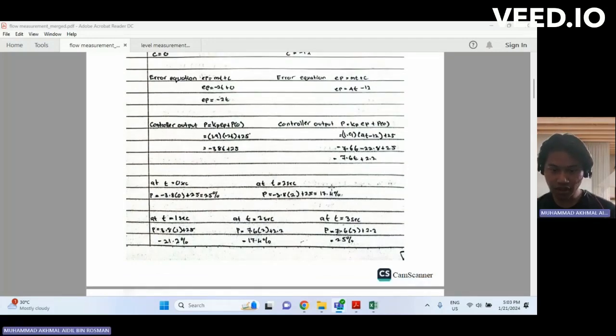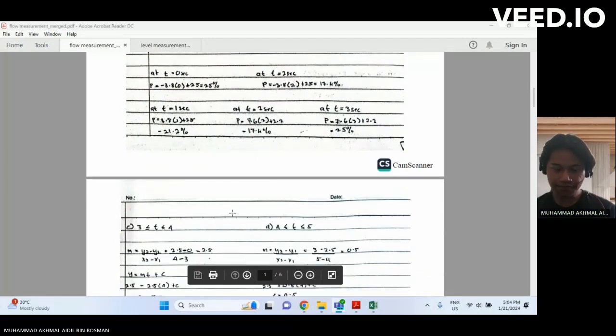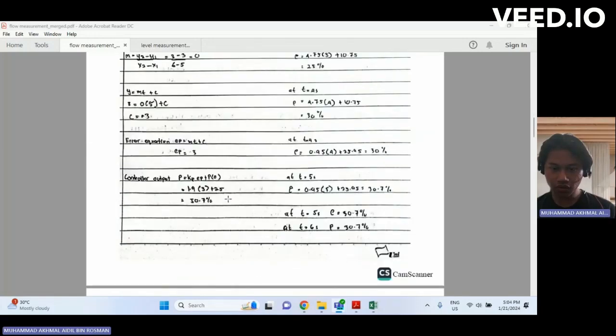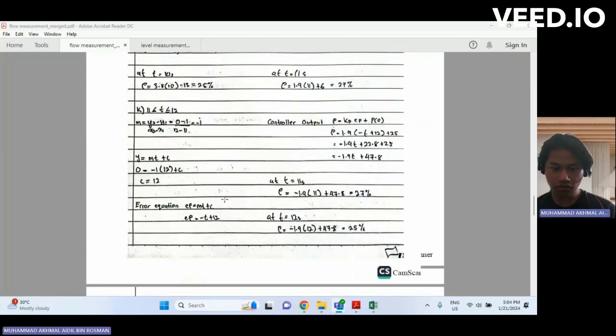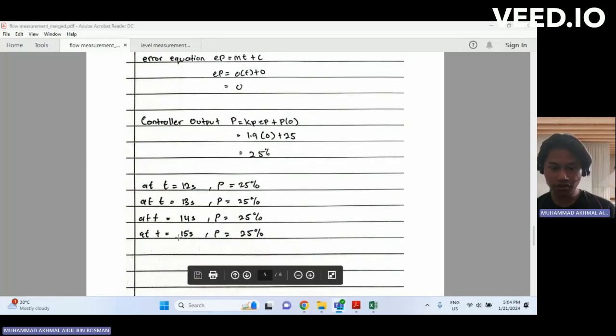And then we will find our P at t equal 2 seconds. We will get the value 17.4%, the same as what we found before. And at t equal 3 seconds, we will find our P equal 25%. We will do the same thing until t equal 15, and in the final at t equal 15 we will get our P equal 25%.